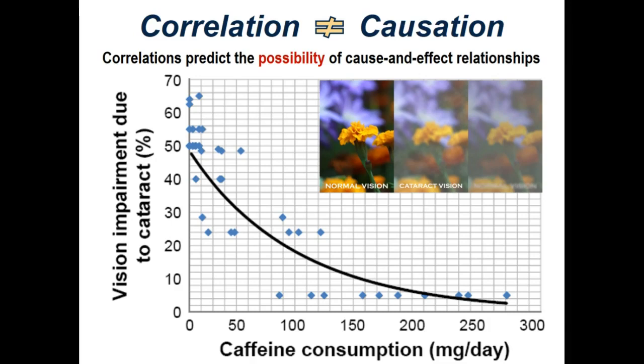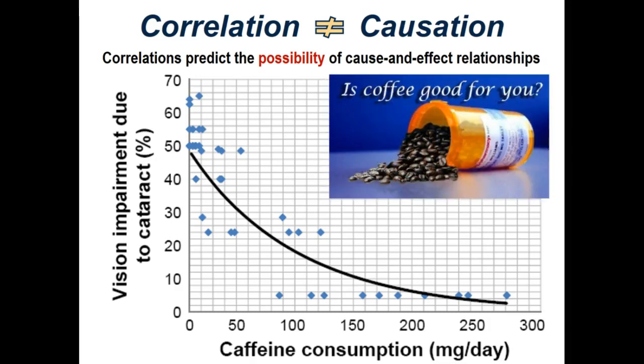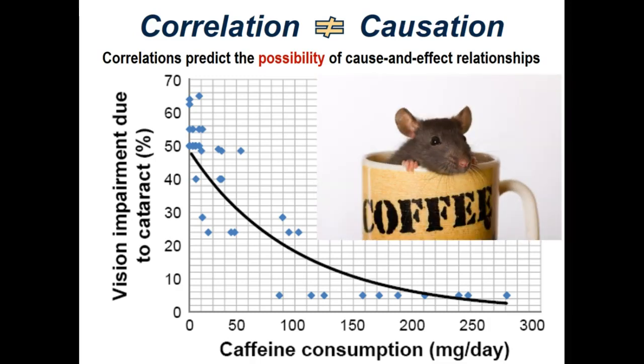So, shall we all go out and start consuming more caffeine? Well, researchers are still working on identifying a causal link between caffeine and health benefits, primarily by using animal models. The human correlational data provides the basis for further experimental investigations.